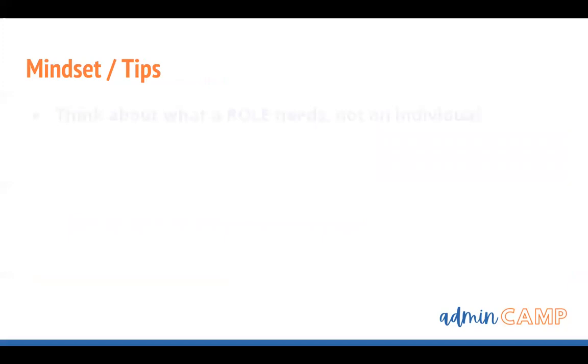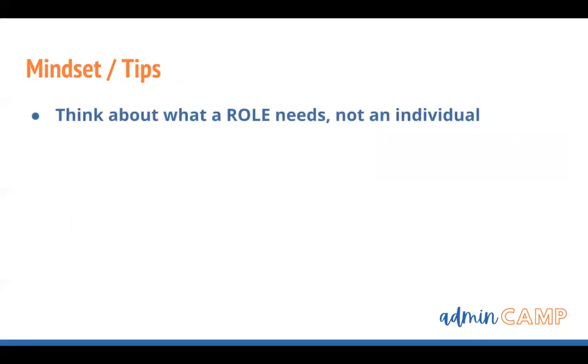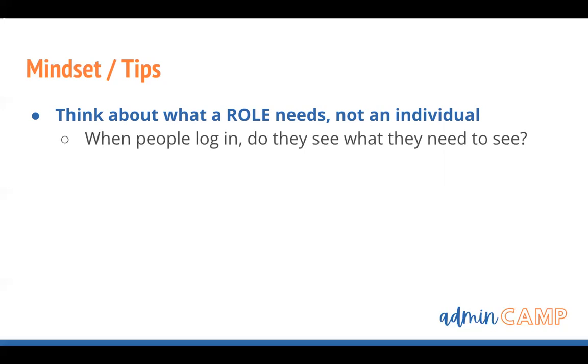Another thing I find really helpful as far as mindset when approaching role design is to think about what a role needs, not an individual. Typically, when someone comes to you asking for access in Apricot, they're going to be asking for access for a specific person. But really, as an administrator, you need to translate that to what their role needs. So when that role logs in, what do they need to see in order to perform their job?